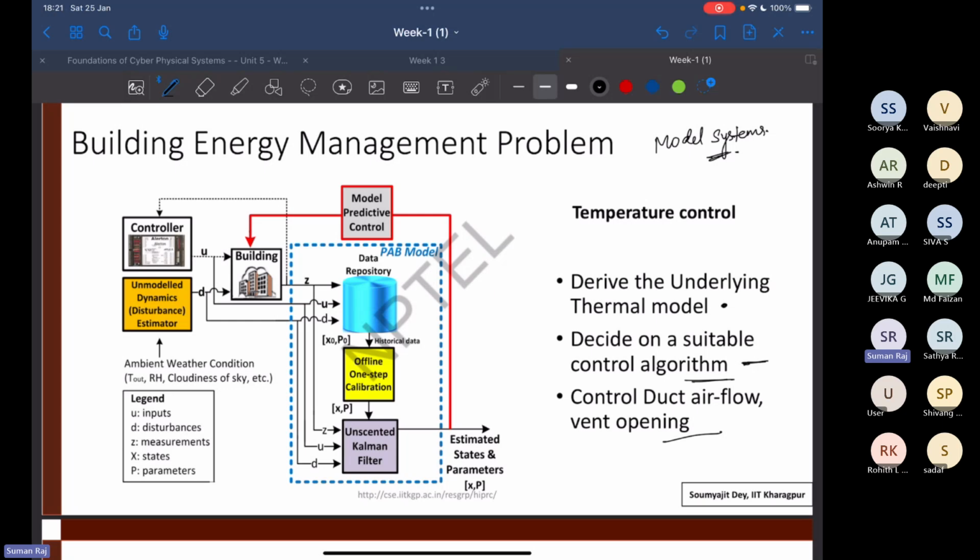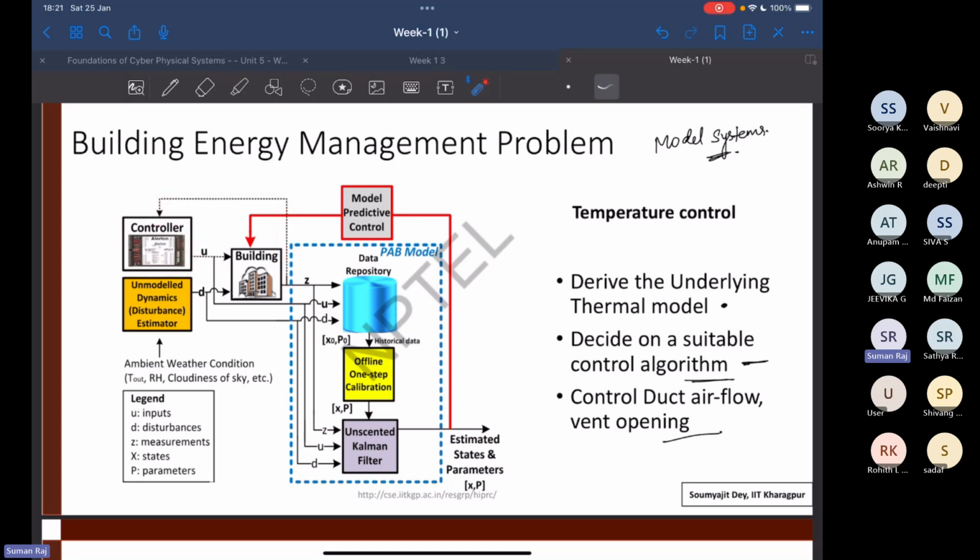Now let's say over here you have your building. That building is sending data to the data repository. Initially you have some kind of offline one-step calibration, but later you need to always recalibrate based on the new data that keeps coming in. This is your Kalman filter. It is sending states and parameters to a predictive model, predictive control, which is MPC, and that goes back to your building, which is trying to control your temperature or basically your energy. Other thing also is, do you send it to a controller?